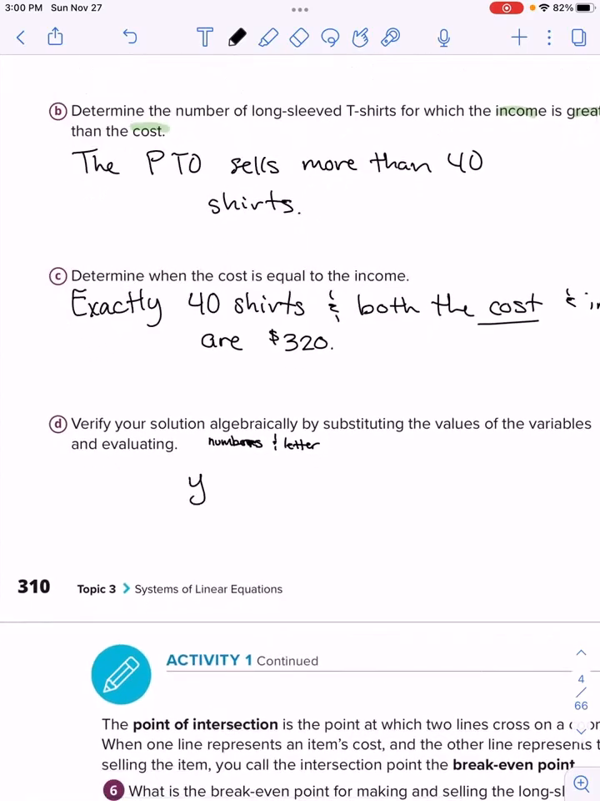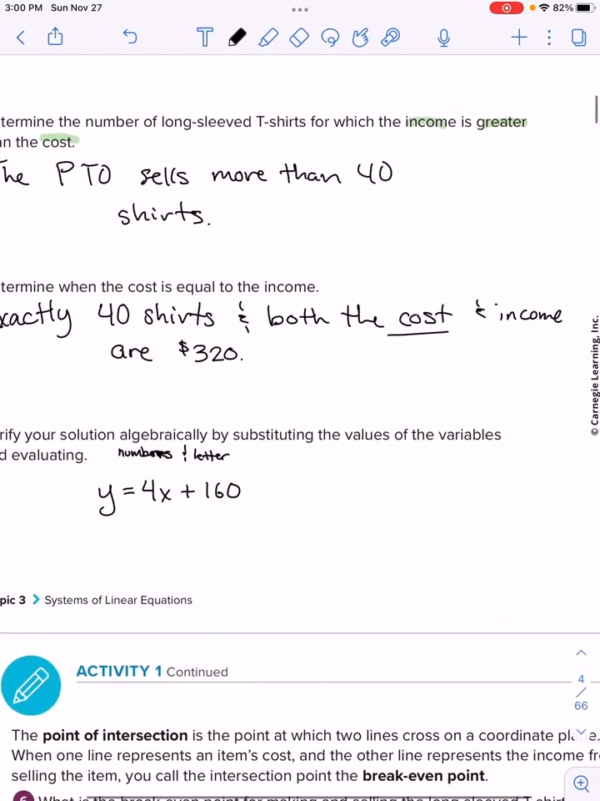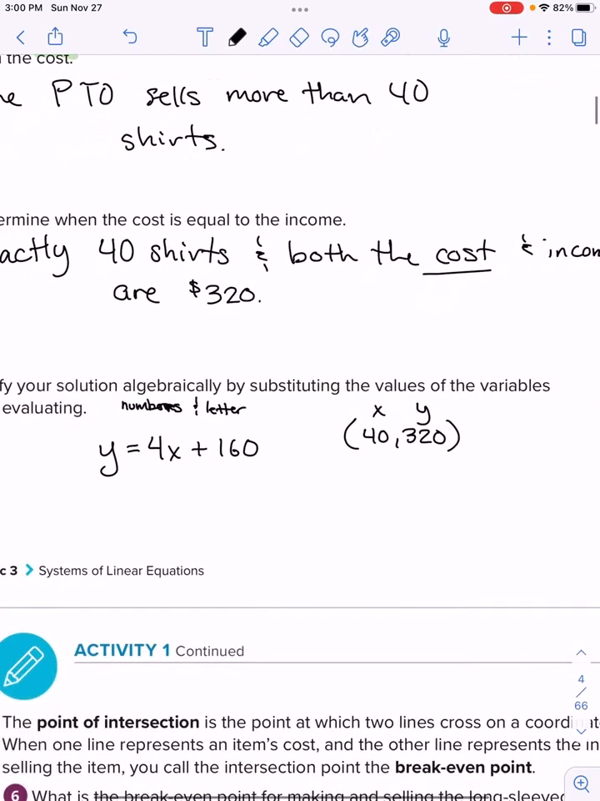Let's write out one of the equations that we had. Y equal to 4x plus 160. Now we had a solution, right? That solution was where they were equal. That was 40 shirts and $320. I'm going to plug this in for x and this for y, just like we did in the warm-up.